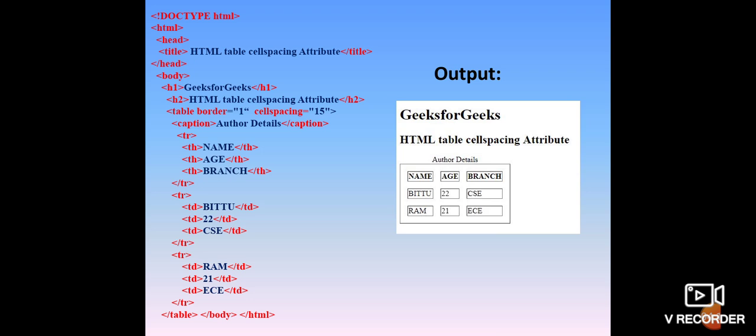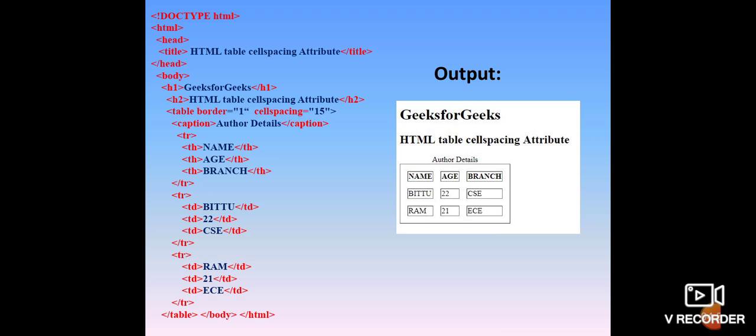Here I am going to give you a program. In the program, HTML table cell spacing attribute, I am going to give the heading as author details, and I have 3 things: name, age, branch. I am giving the data here. Look at the output. How much space is there between the cells? Name is a cell, age is a cell, branch is a cell. How much space is there between name and age? Similarly between age and branch. Similarly between the data.